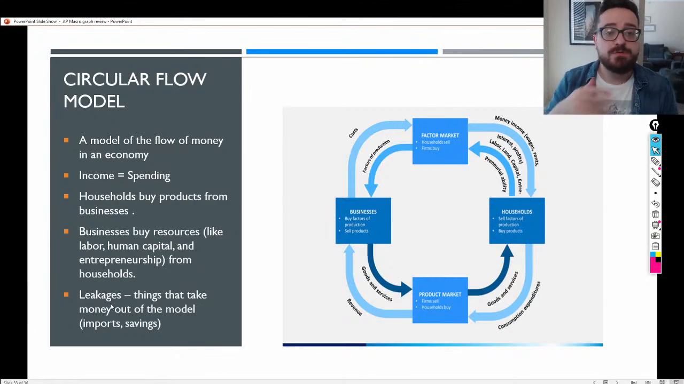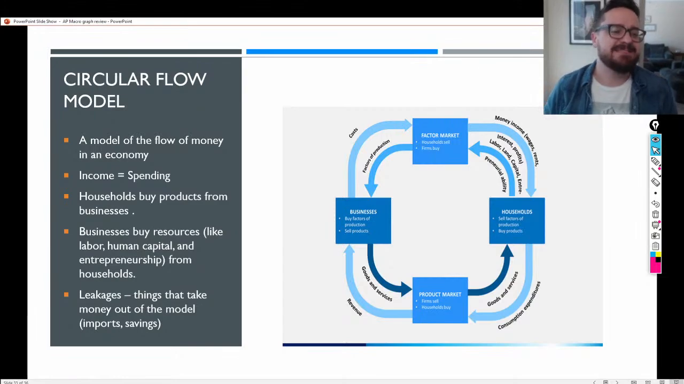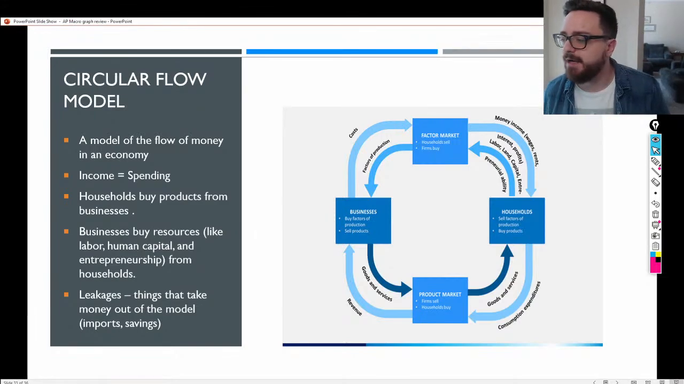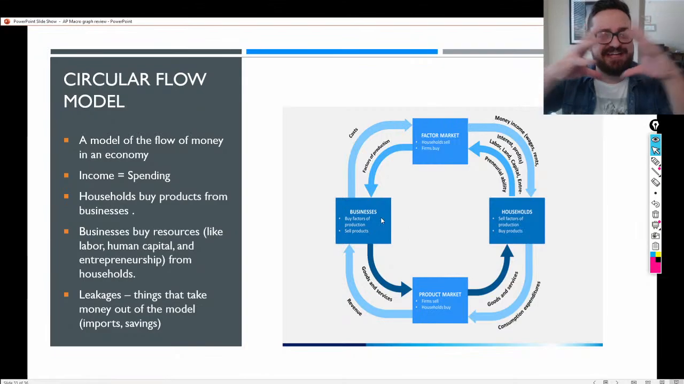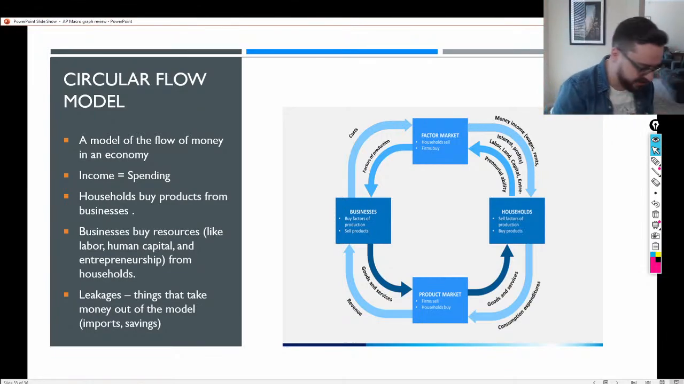Okay. Leakages, which is a weird thing. They don't always talk about it, but I'll leave it here. A leakage is a thing that makes money leave the model. This is the model of your economy. It's meant to be kind of insular. I give a business money, they give me a thing. They use that money to pay their workers, who get money to go buy more things. That's the kind of gist of it. There are a couple of things that limit that.